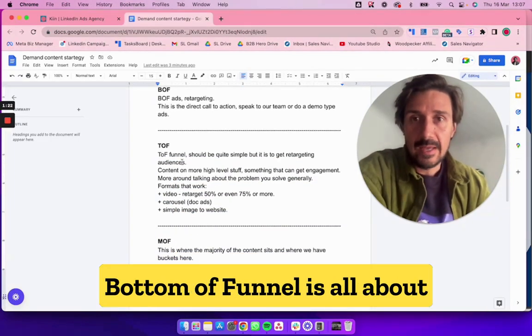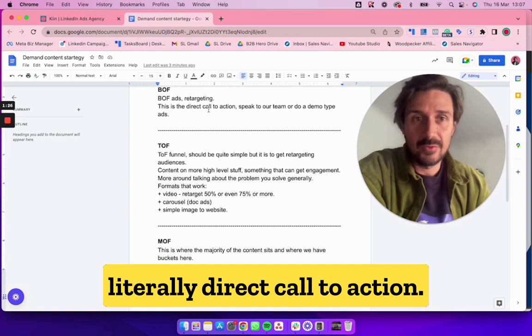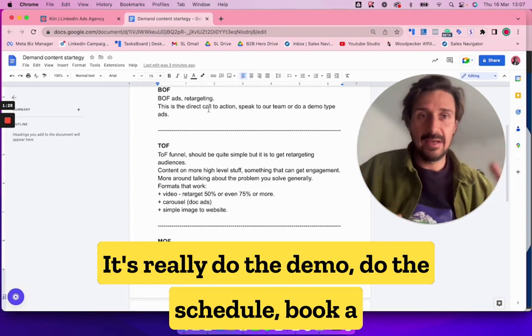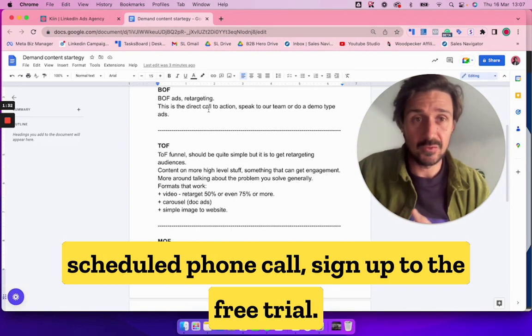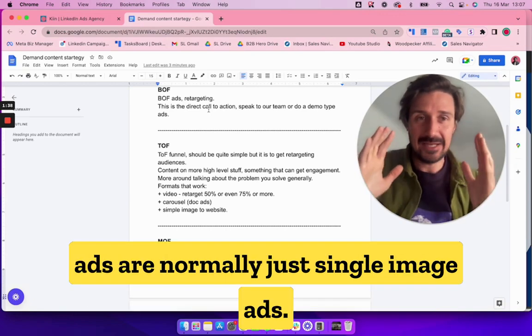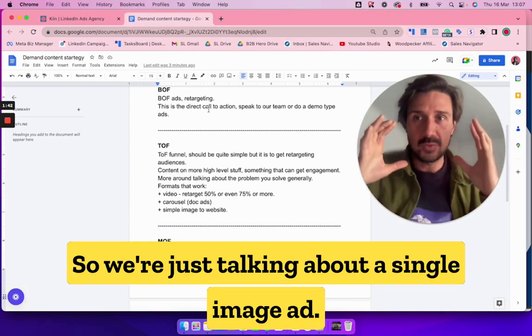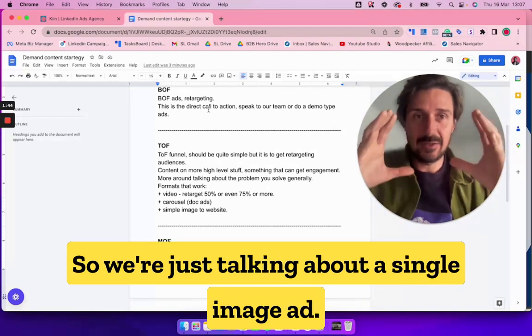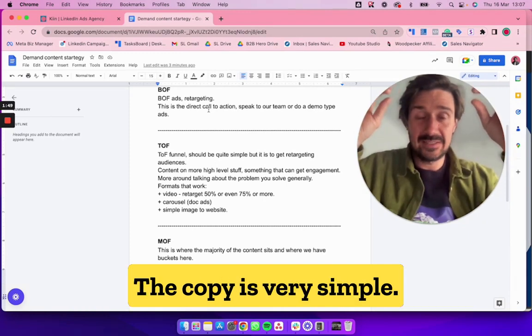Bottom of funnel is all about a literally direct call to action. It's do the demo, schedule a phone call, book a call, sign up to the free trial. This is bottom of funnel. And the ads are normally just single image ads. We don't need to get too fancy with the format. We have a really clear call to action, and the copy is very simple.